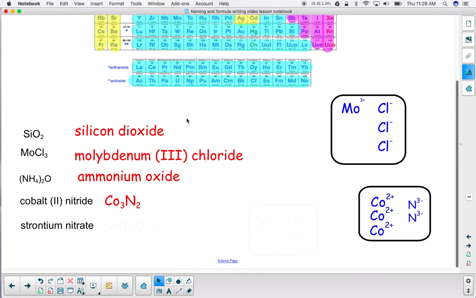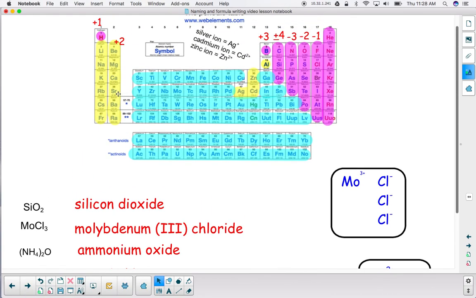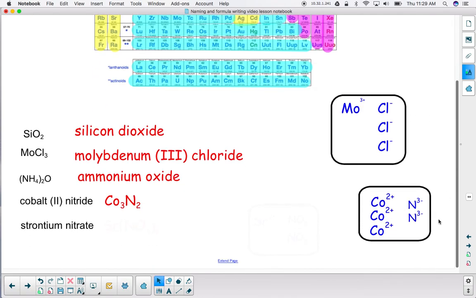For our last example, we need some strontium, and if we look on our periodic table, strontium is right here. It's in the +2 column, so you'll notice it doesn't have a Roman numeral because it doesn't need one to tell us its charge. Nitrate is one of the most common polyatomic ions, and so we'll use fill the box to figure out our chemical formula. Here's my strontium at +2.